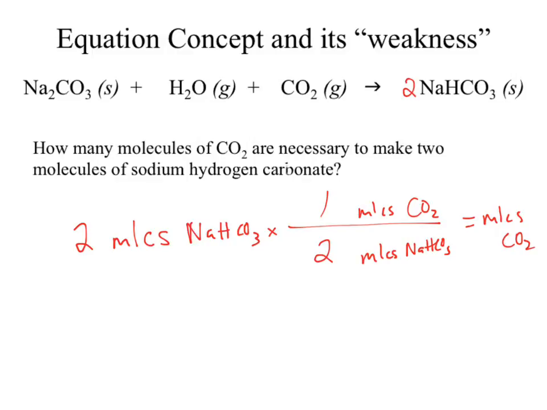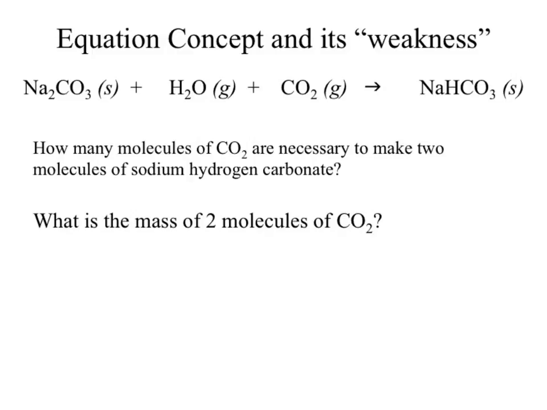Now when I go through and use my equation, how many molecules of CO2 do I need? 1. 2 divided by 2 gets me 1. I now have my answer. I can change that starting number of 2 molecules into anything I want because I now have a conversion factor between those substances. Okay? Here's the trick. What is the mass of 2 molecules of CO2? How would we figure that out? Where do we have any information about mass of molecules?